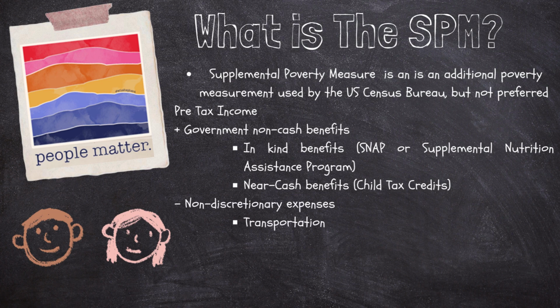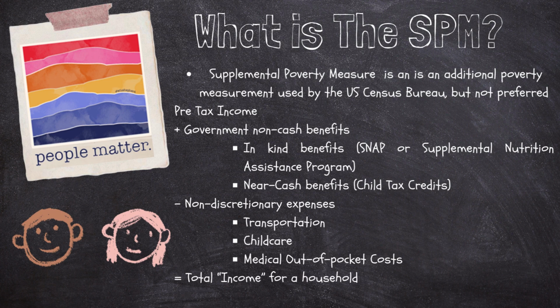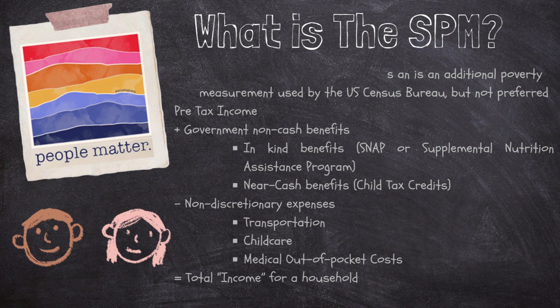The SPM also considers non-discretionary spending and subtracts this from income. This would include expenses that are not optional, such as transportation to and from work or childcare. Another important non-discretionary expense is MOP, medical out-of-pocket expenses. So now that we know how to measure the resources of households using SPM, we need to examine the thresholds.